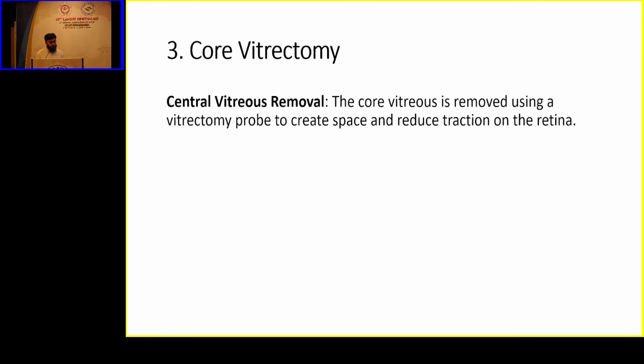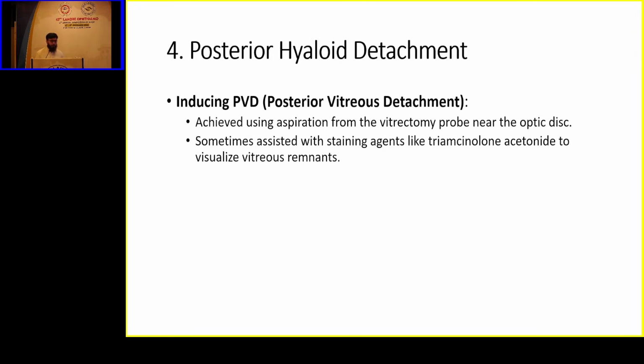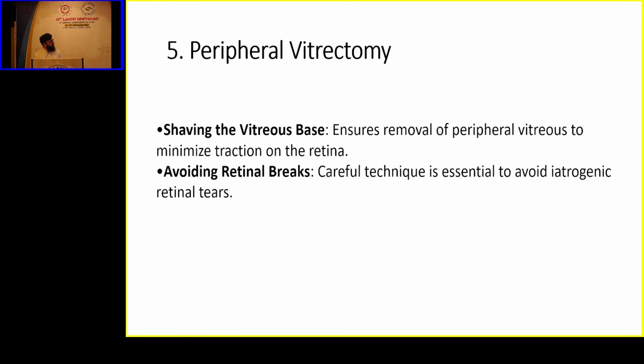So we start with the core vitrectomy. It is basically the removal of the central vitreous. In tractional retinal detachment, we try to induce the PVD if it can be induced. We can use triamcinolone acetonide to visualize the vitreous. Then we can do the peripheral vitrectomy, also called the shave vitrectomy. The basic principle is to avoid making any retinal breaks and remove as much vitreous as possible.